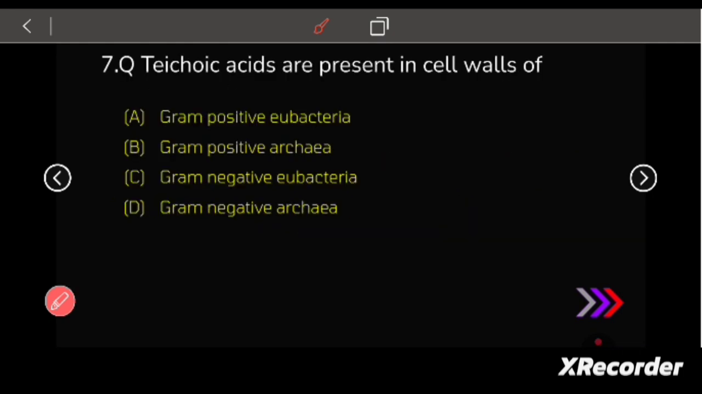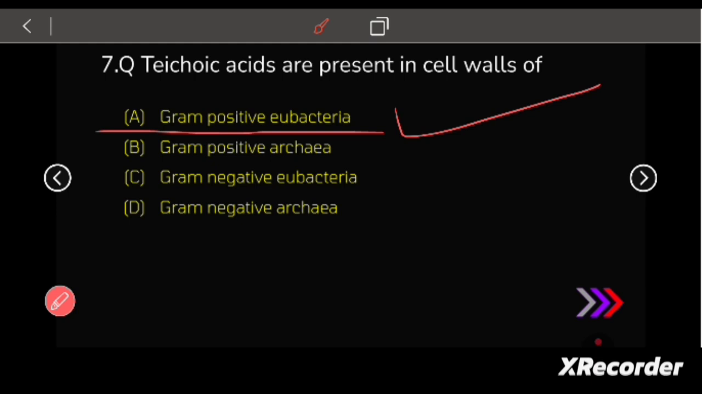Question number 7. Teichoic acids are present in cell walls of A. Gram-positive Eubacteria, B. Gram-positive Archaea, C. Gram-negative Eubacteria, D. Gram-negative Archaea. Answer is gram-positive Eubacteria.